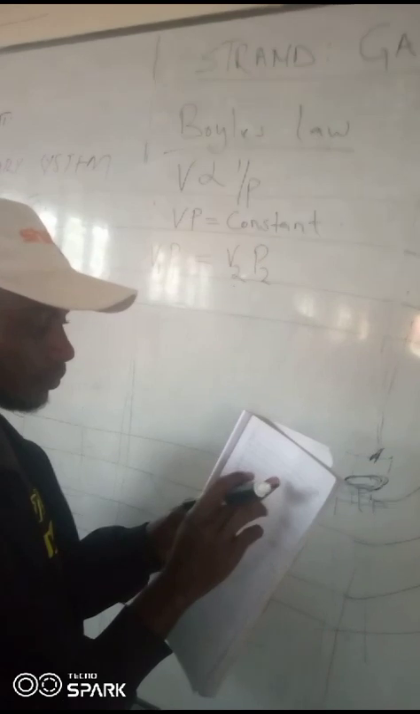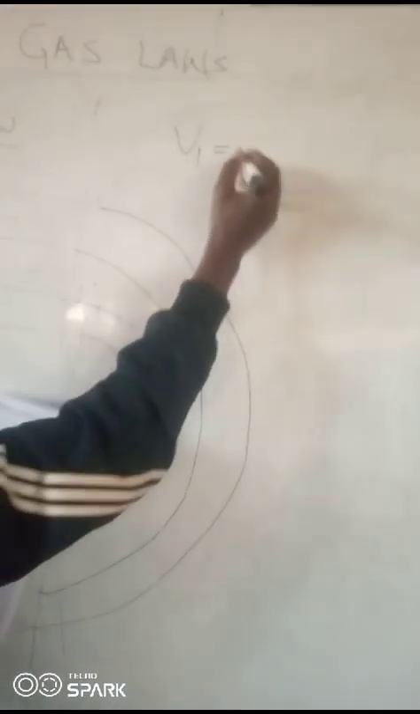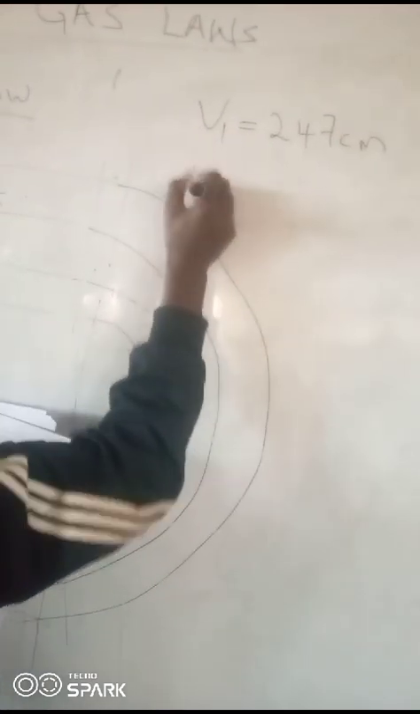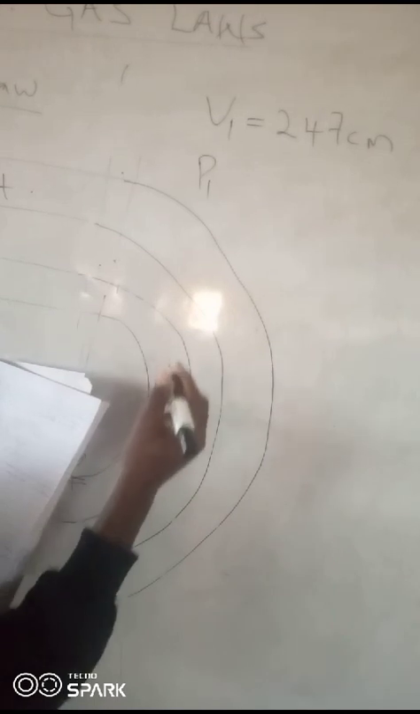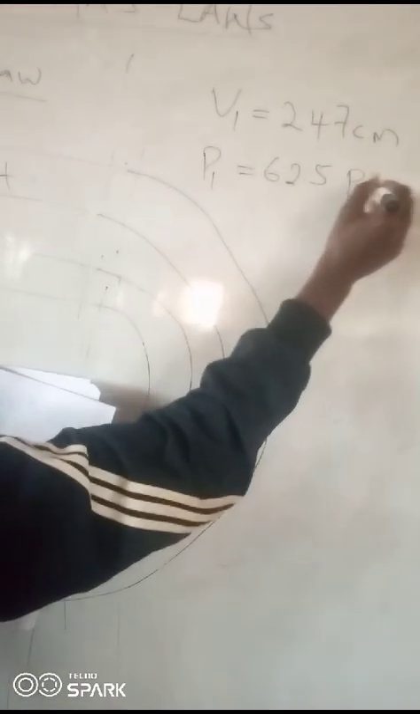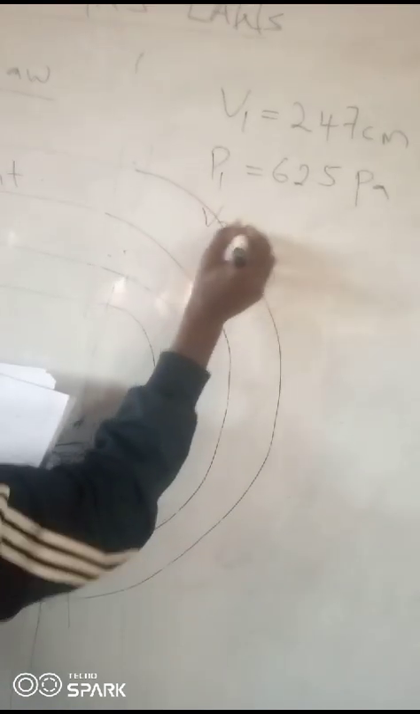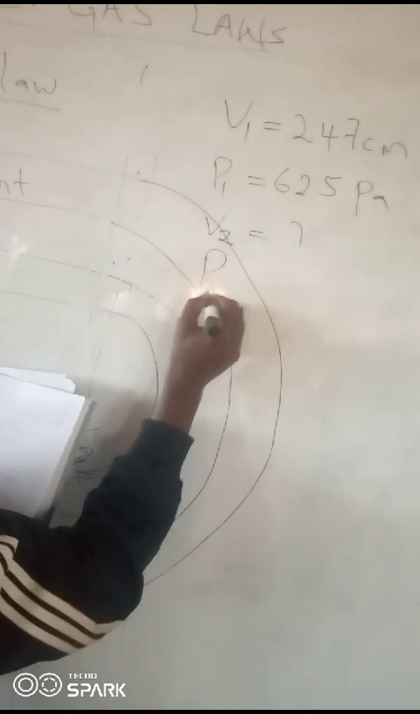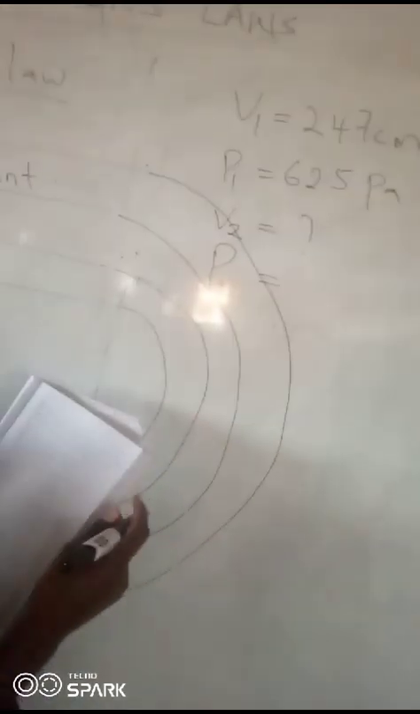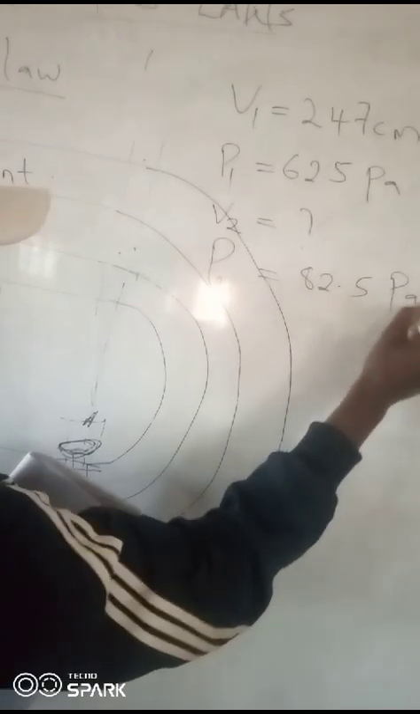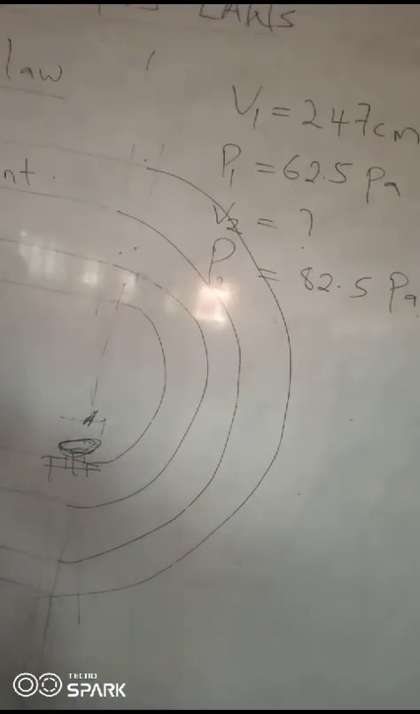So V1 equals 247 centimeters cubed. P1, pressure 1, we are given, is 62.5 Pascals. Now we are looking for V2, which we don't know, and we have pressure 2, which is equal to 82.5 Pascals.